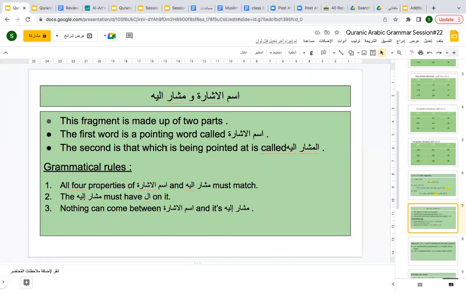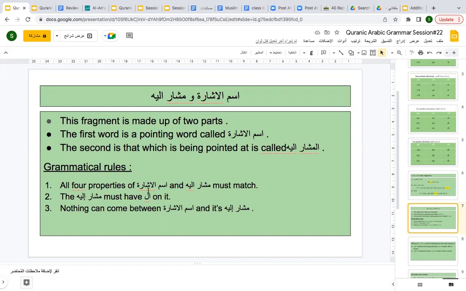There are three rules that you need to know at this point. All four properties of ismul ishara and mushar ilayhi must match. Mushar ilayhi must have al on it. Nothing can come between ismul ishara and its mushar ilayhi. Yes, Sister Anas, you got it. All four properties must match.